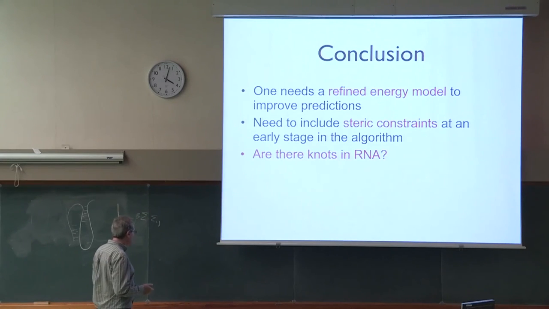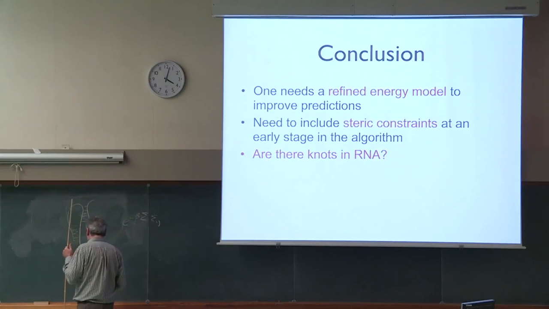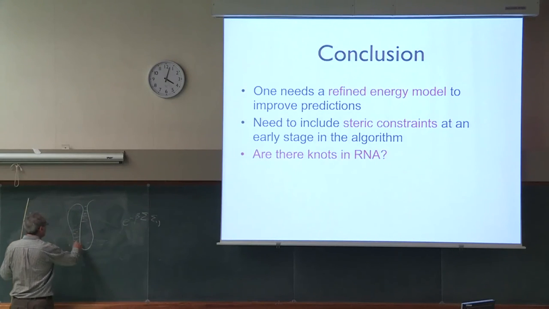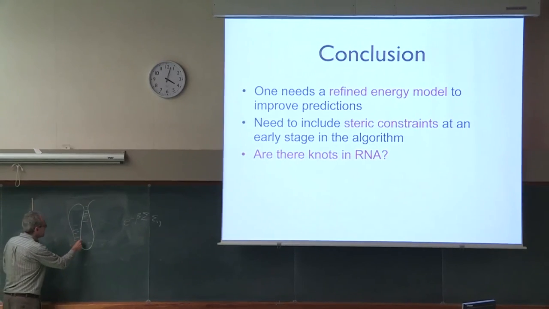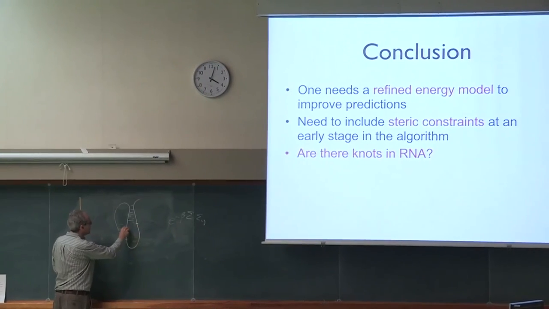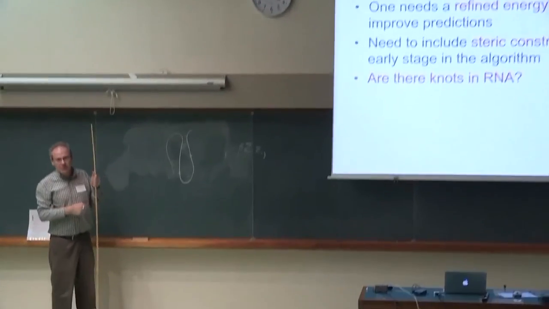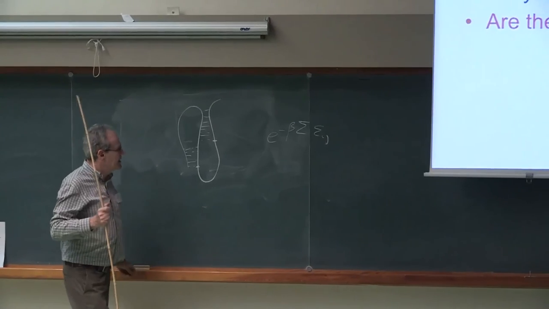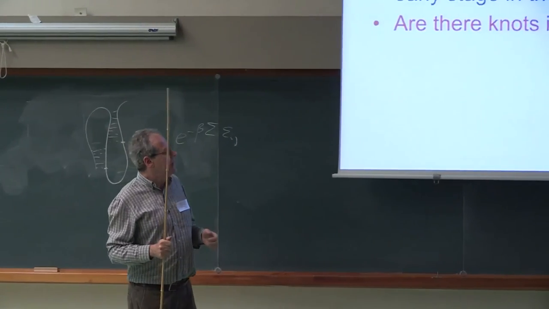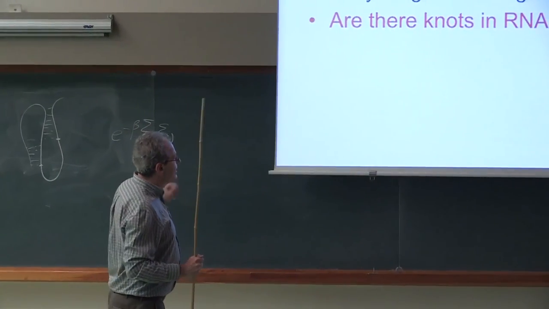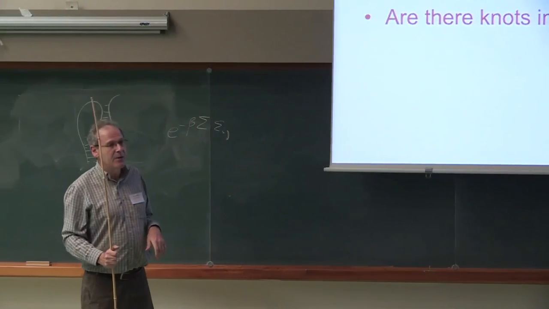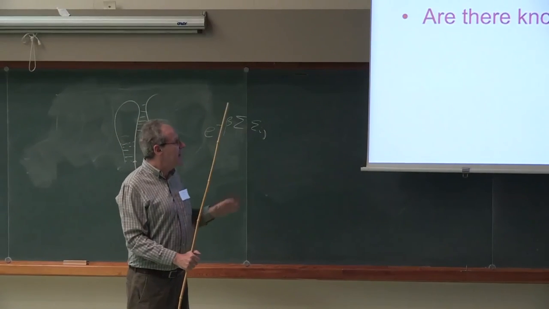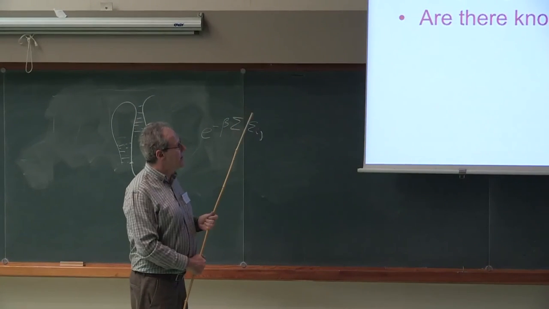However, when you have pseudoknots, it's a completely different story because, for instance, if you want to make a structure like this, this strand, because of the rigidity of the double-stranded RNA, this part should be longer than this one. So there are many steric constraints which are not present in this topological representation, and this is one of the reasons for the failure or limitation of this algorithm.